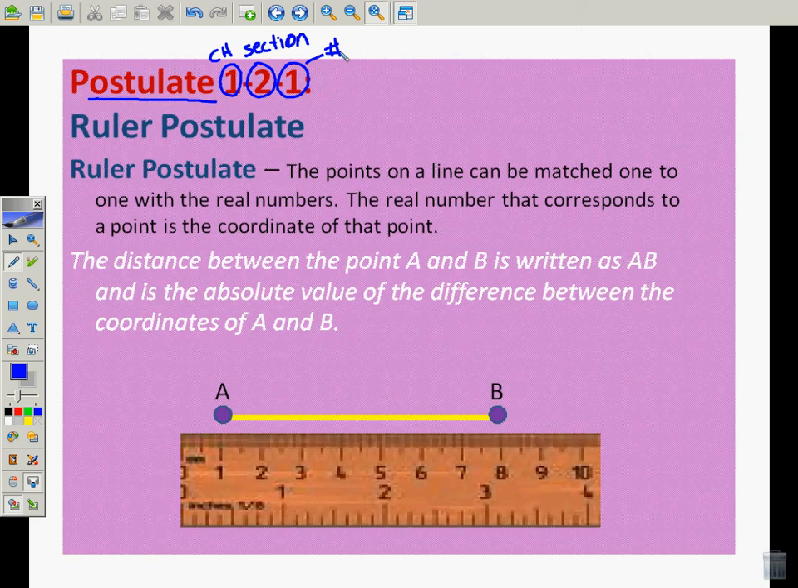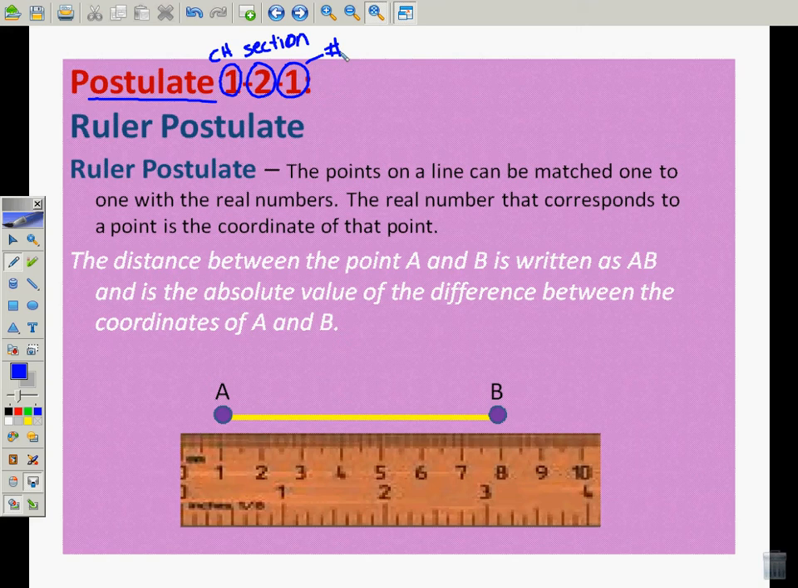It's called the ruler postulate. We're going to be using rulers a lot in this class throughout the year. This is kind of an explanation of what it actually means to use a ruler. What does it mean to use a ruler? Well, we're measuring the length of something. Well, you'll see down below I have a segment here, AB, because we're talking about segments this section.